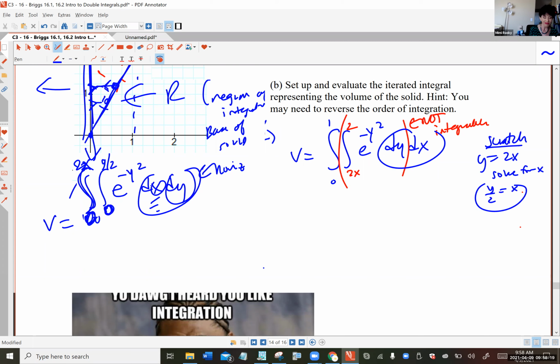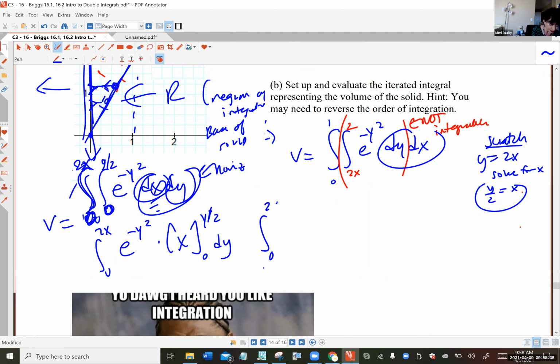Yeah! You can integrate e to the negative y squared with respect to x, because that just looks like some constant multiple. Oh man, that's awesome. And then what? Well, you still have to evaluate your x from the limits, and then that's just going to be y over 2. And I'm going to pull the half out just because it's bothering me, if you don't mind.